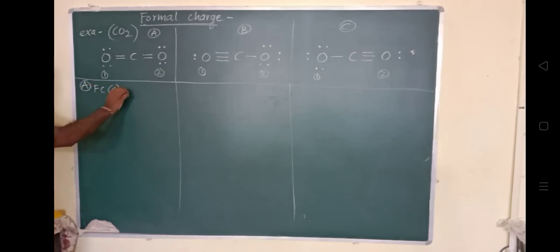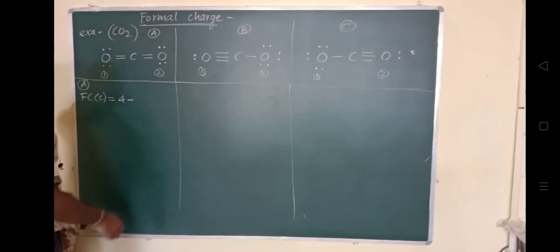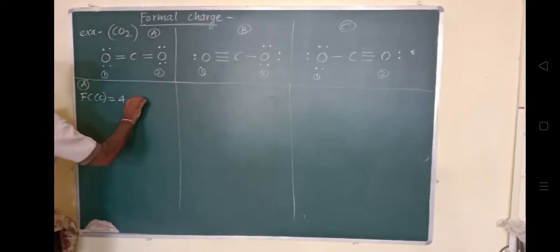Formal charge on a carbon atom. For structure A, the formal charge on the carbon atom. The bracket has C, meaning for the carbon atom here. How many valence electrons for the carbon atom? That is 4. Minus how many non-bonding electrons? How many are not bonded in carbon? Not even one, it is zero, all of them are already bonding.